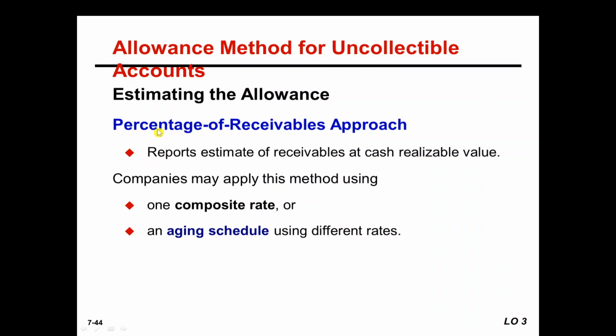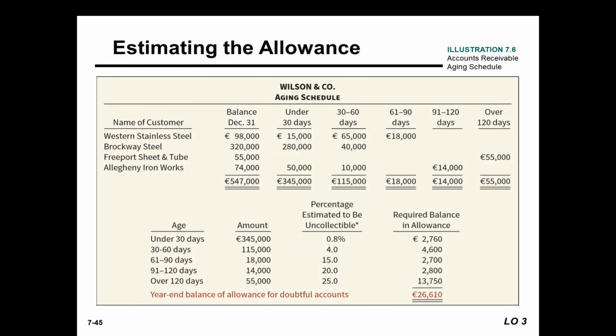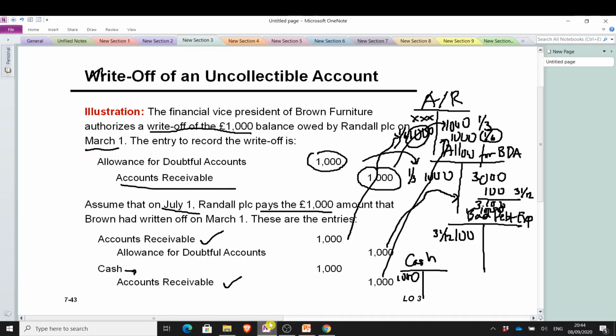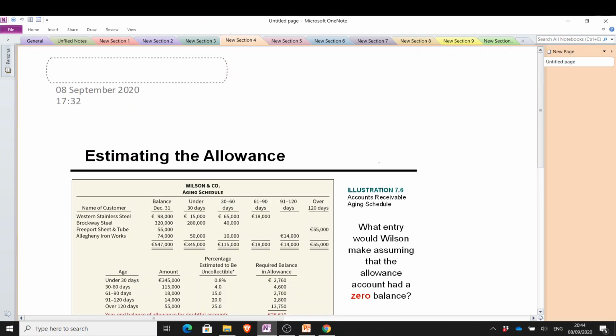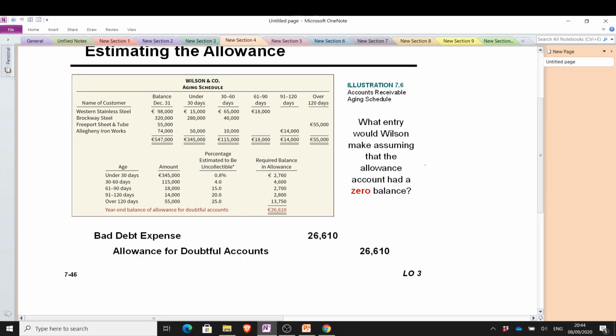To do this estimation, we need to have the amount of our receivable, which could be estimated by a composite rate. It means that we use a certain number for all receivables, or by using an aging schedule. This is an example of when we use an aging schedule.